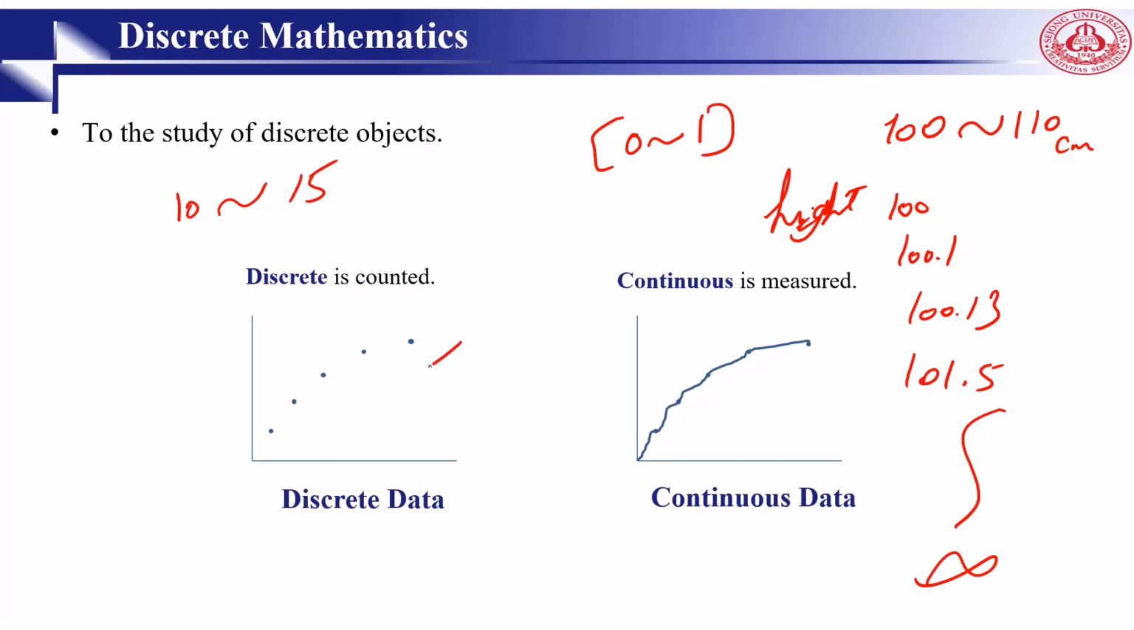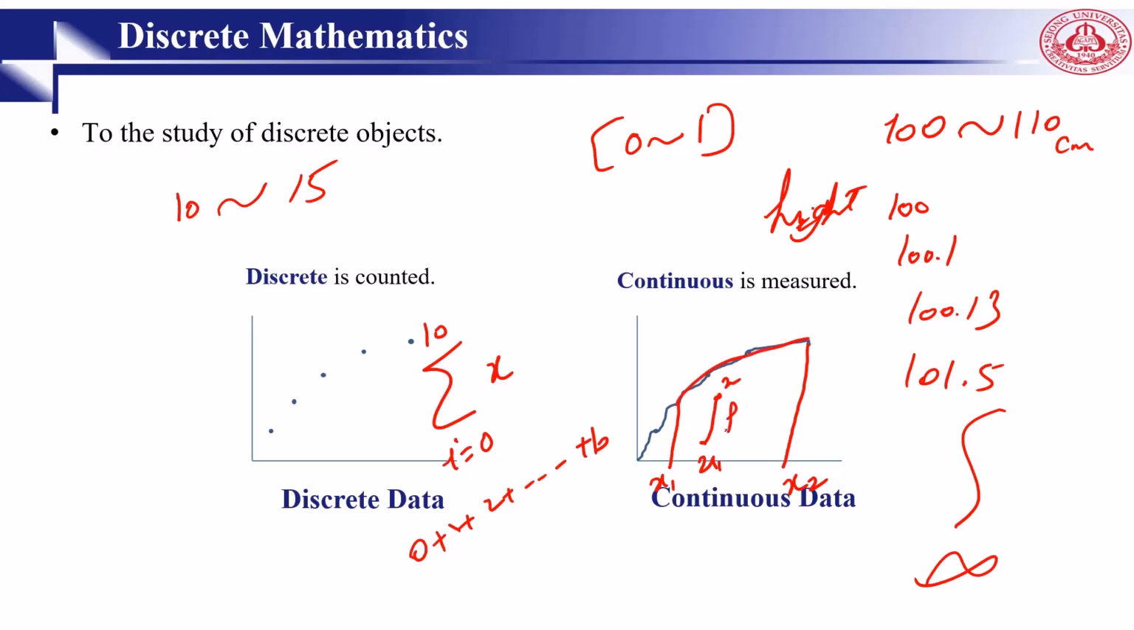For discrete data, we use summation. For example, the summation of x for i equal to 0 to 10: 0 plus 1 plus 2 up to 10. However, if you want to find out, for example, the area under a curve, summation doesn't work, and we need to go for the integral. The integral from x1 to x2 of f(x) dx, where there is an infinite number of possibilities that we have to count for continuous.